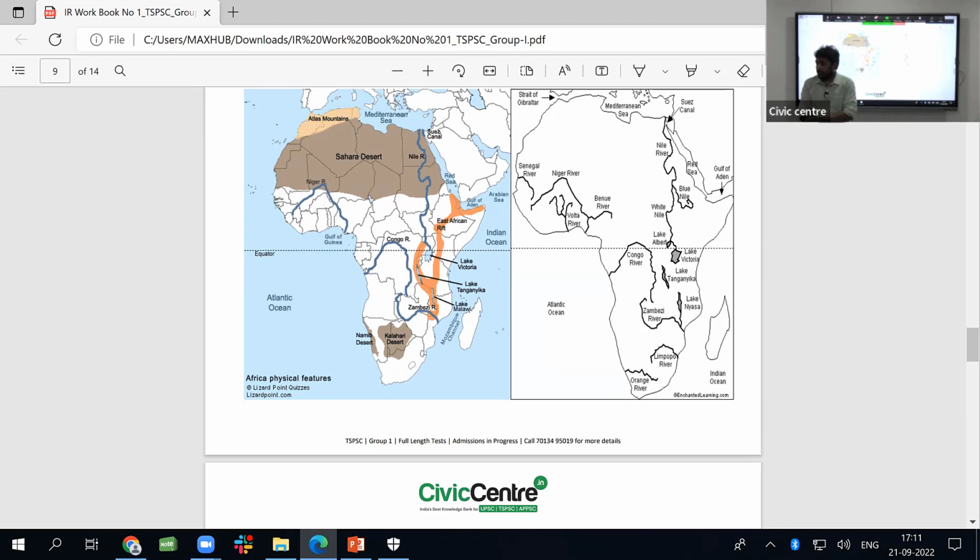Is the equator passing through this Nile? Does the Tropic of Cancer pass through this one? Through Victoria, the equator is passing, isn't it? Can you see the Niger River in West Africa? Niger, Nigeria, Chad, Cameroon. Can you see the Sahara Desert? The Sahara Desert is in the north of Africa, bordering the southern Mediterranean Sea.